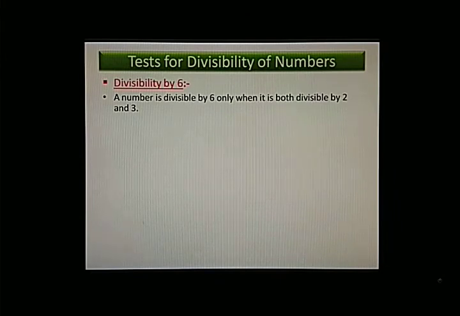Say a number has to be divisible by 6, then it has to be both divisible by 2 and 3. That means what I have to do is check the rules for divisibility by 2 and divisibility by 3. If those two rules are valid for that number, then obviously that number is divisible by 6. Nothing to check.